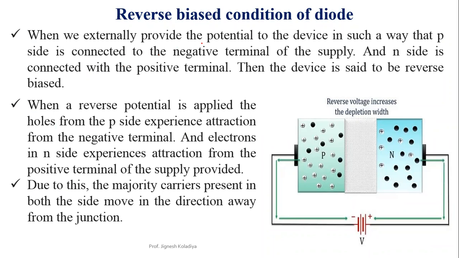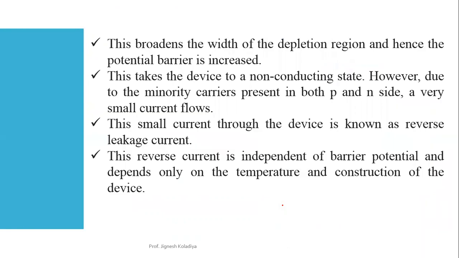When we externally provide the potential to the device in such a way that P is connected with the negative terminal like this, and N is connected with the positive terminal, this is known as reverse bias condition. When reverse potential is applied, the holes from the P side experience the attraction from the negative terminal, as I told you. So it is moving in this direction, and this one is moving in this direction, right? So the width of the depletion region is going to be increased, and along with this the potential barrier is also increased.